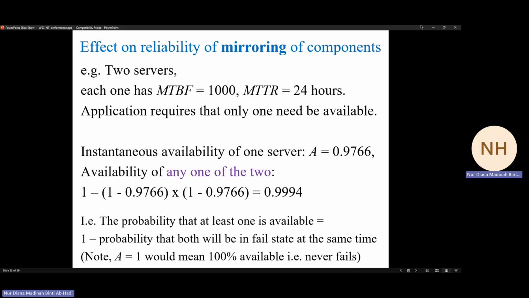So, effect on reliability of mirroring the components. If we have two servers, each one has MTBF 1000, MTTR is 224 hours. The application only needs one to be available. So that's why we need to do the instantaneous availability for only one server: availability of any one of the two. So you will get the probability at least one is available using the formula 1 minus the probability that both will fail at the same time. Okay?